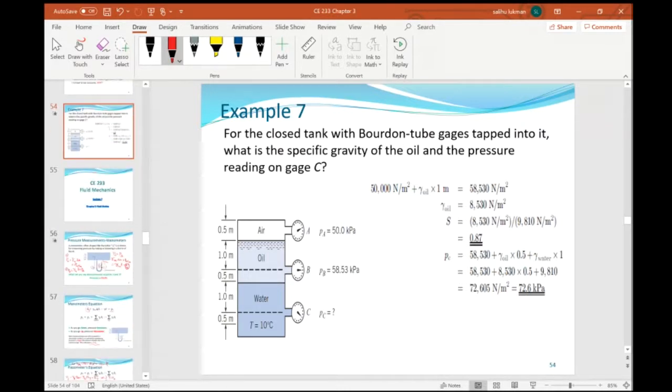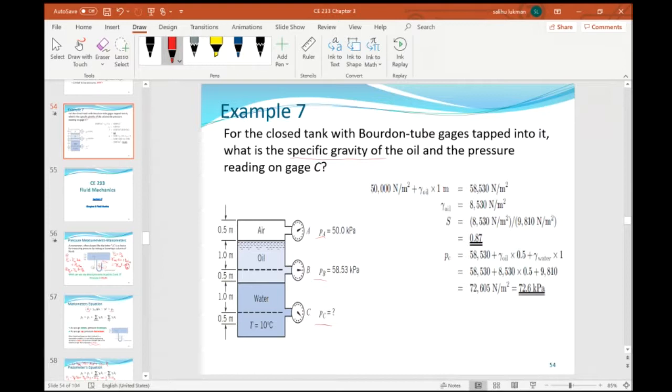Okay, and we have this, which is example 7. Here it says for the closed tank with Bourdon tube gauges tapped into it, what is the specific gravity of the oil and the pressure reading on gauge C? Here we have air, oil, and water. We want to find the specific gravity of the oil and the pressure on gauge C. Pressure on gauge C is unknown. Gauges A and B are given.